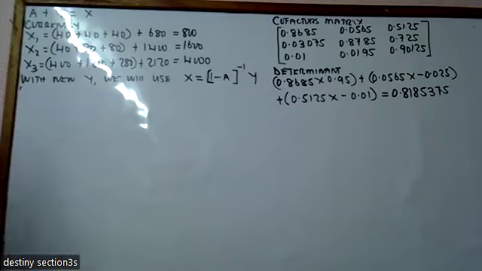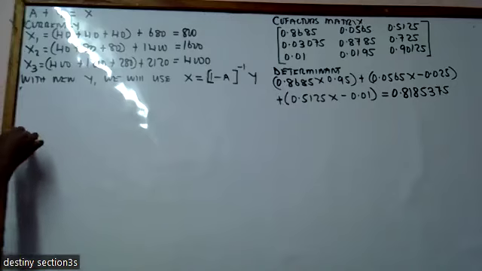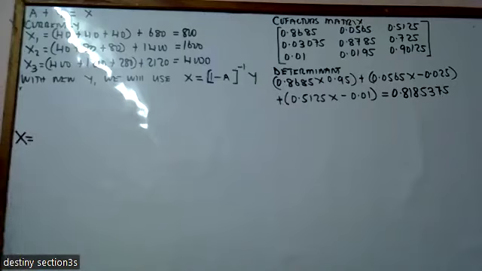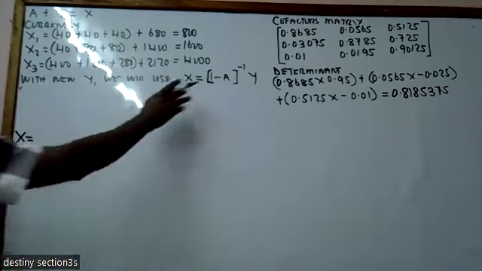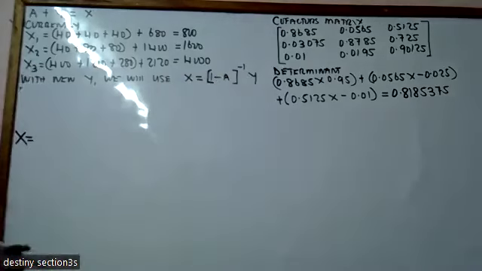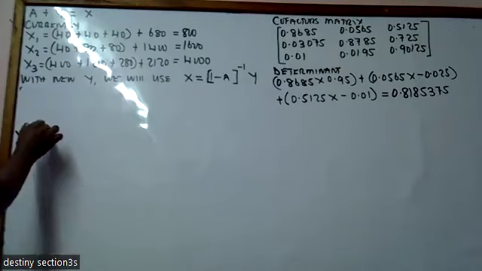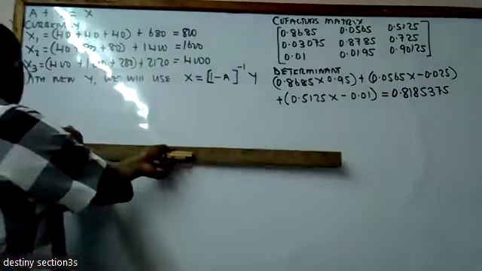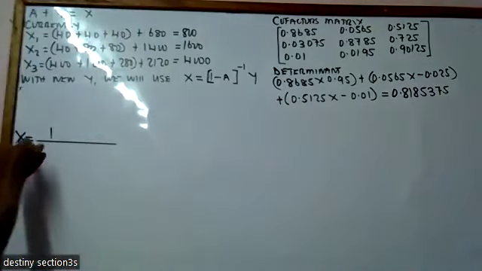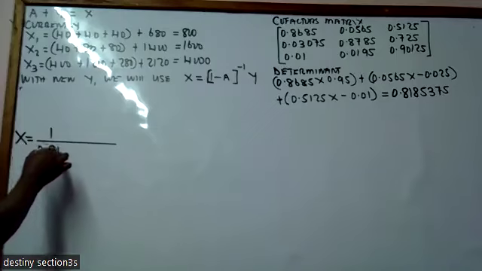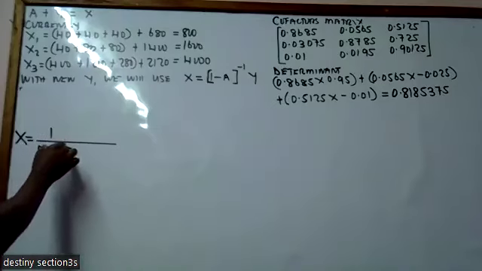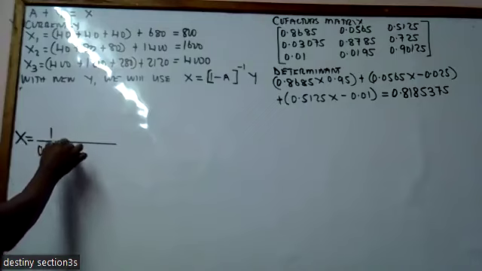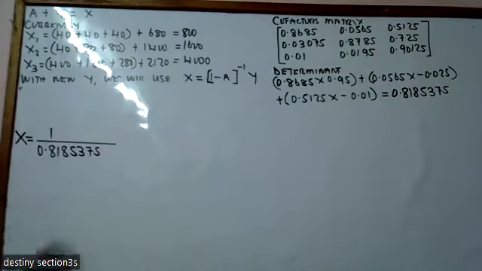So with that, now we can come here and say that our x will be, we already have the formula, this one, the formula we had written. So the inverse, we know it is given as one over the determinant. So the determinant here is 0.8185375.